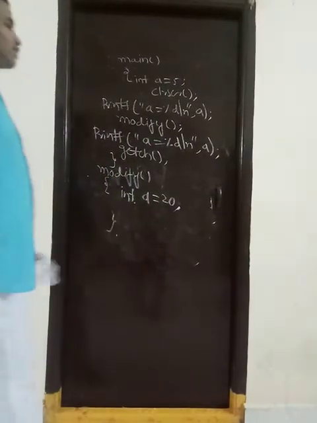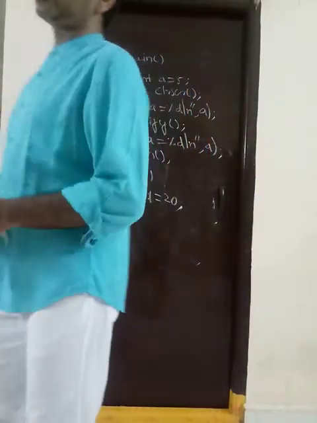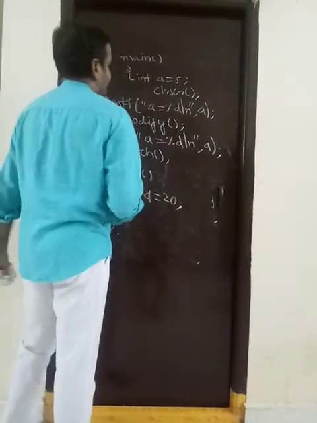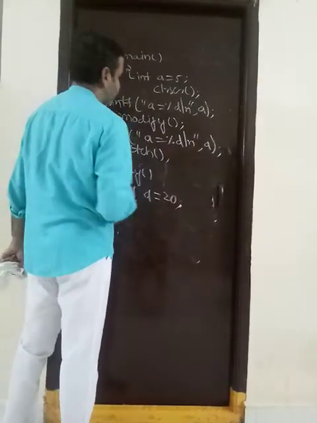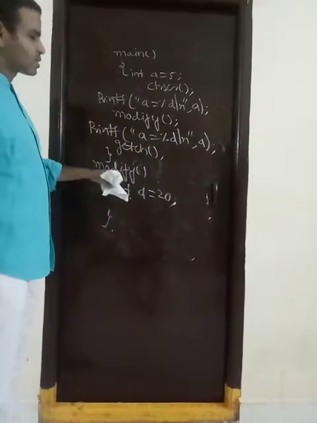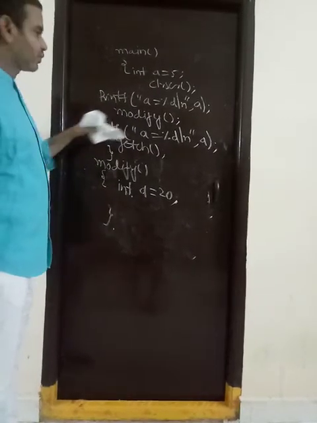So this is one of the examples of a user defined function. We will see here how the program will execute. First I am taking a is equal to 5. Then it will display a value is equal to 5. Then modify it. So modify is called the calling function, and this is called the called function. This is one of the examples of a user defined function.